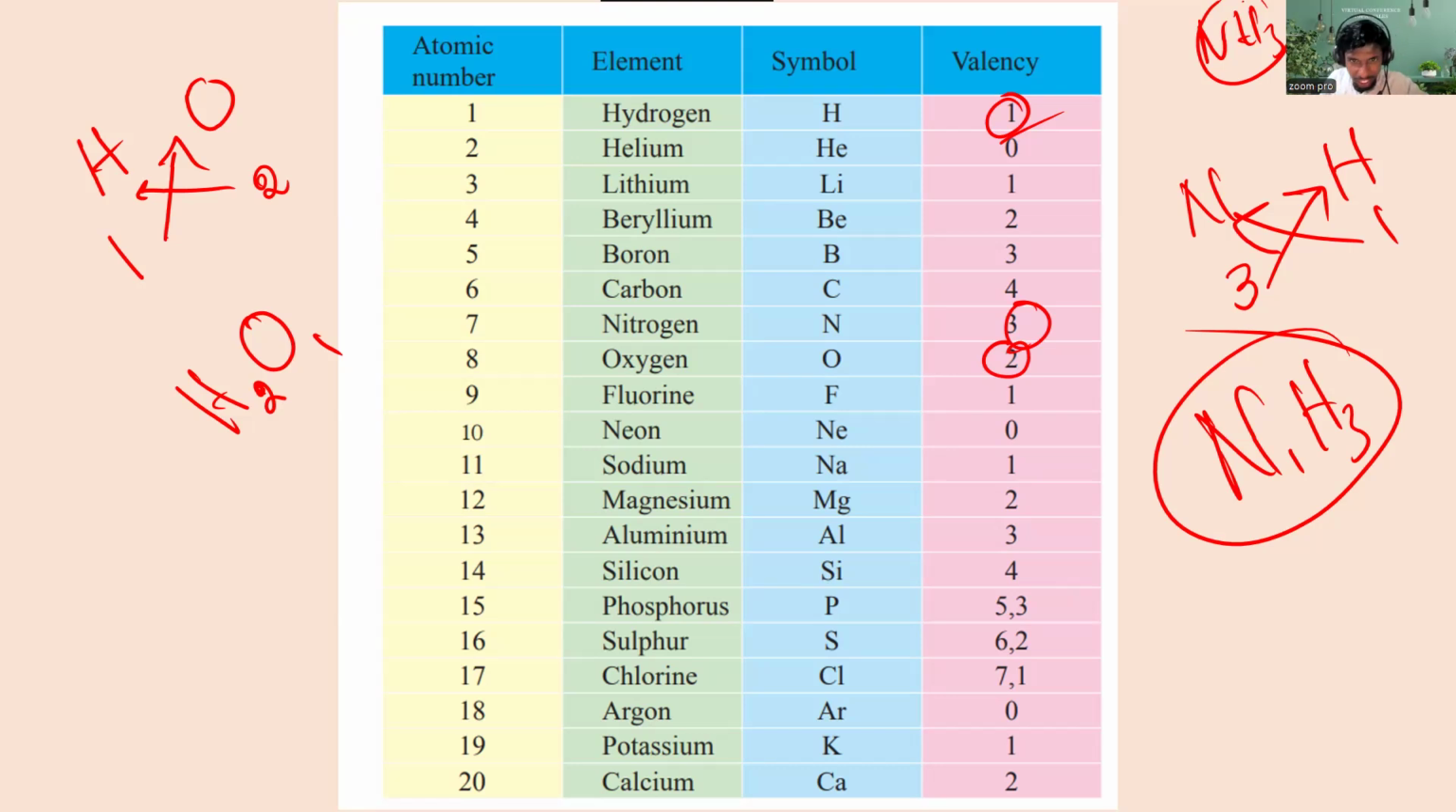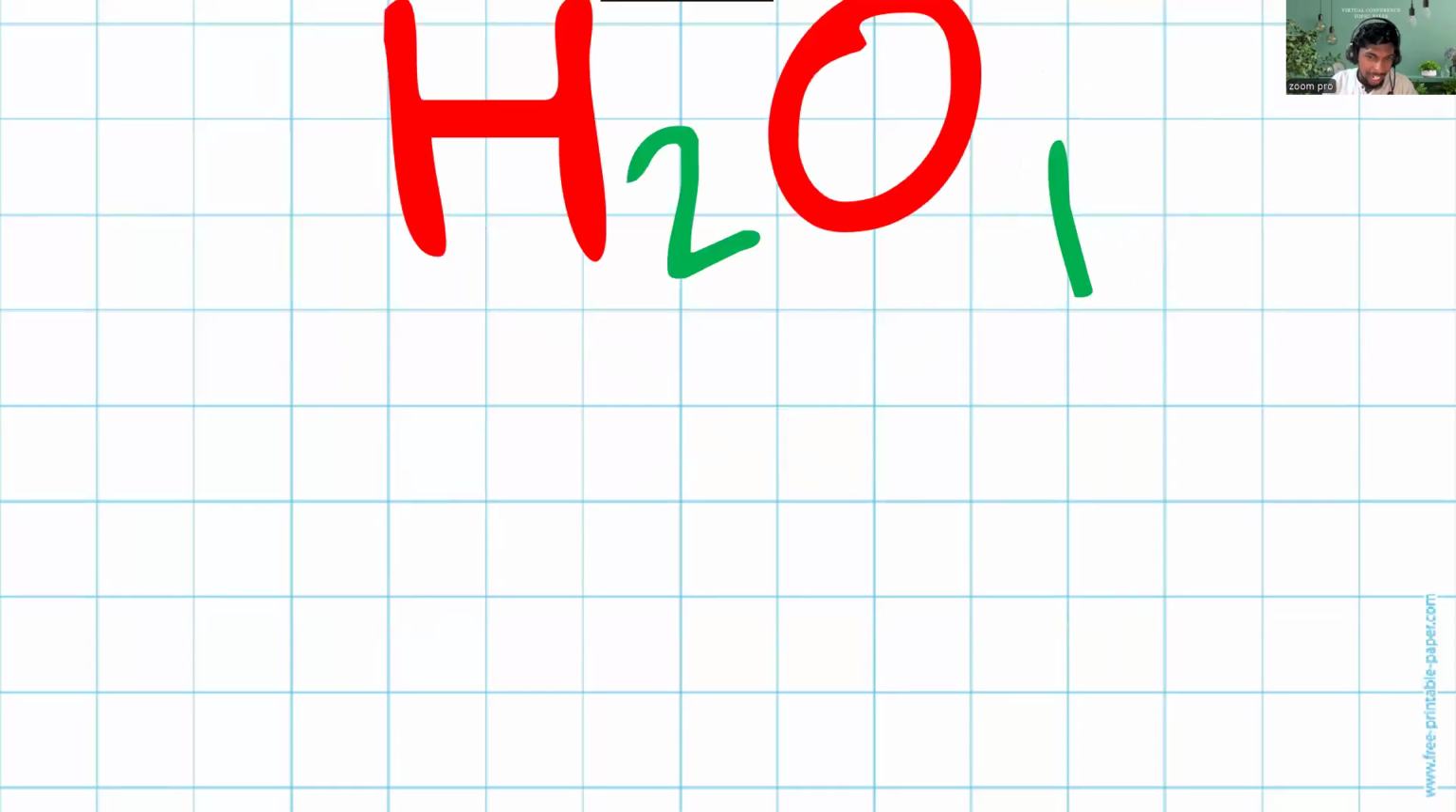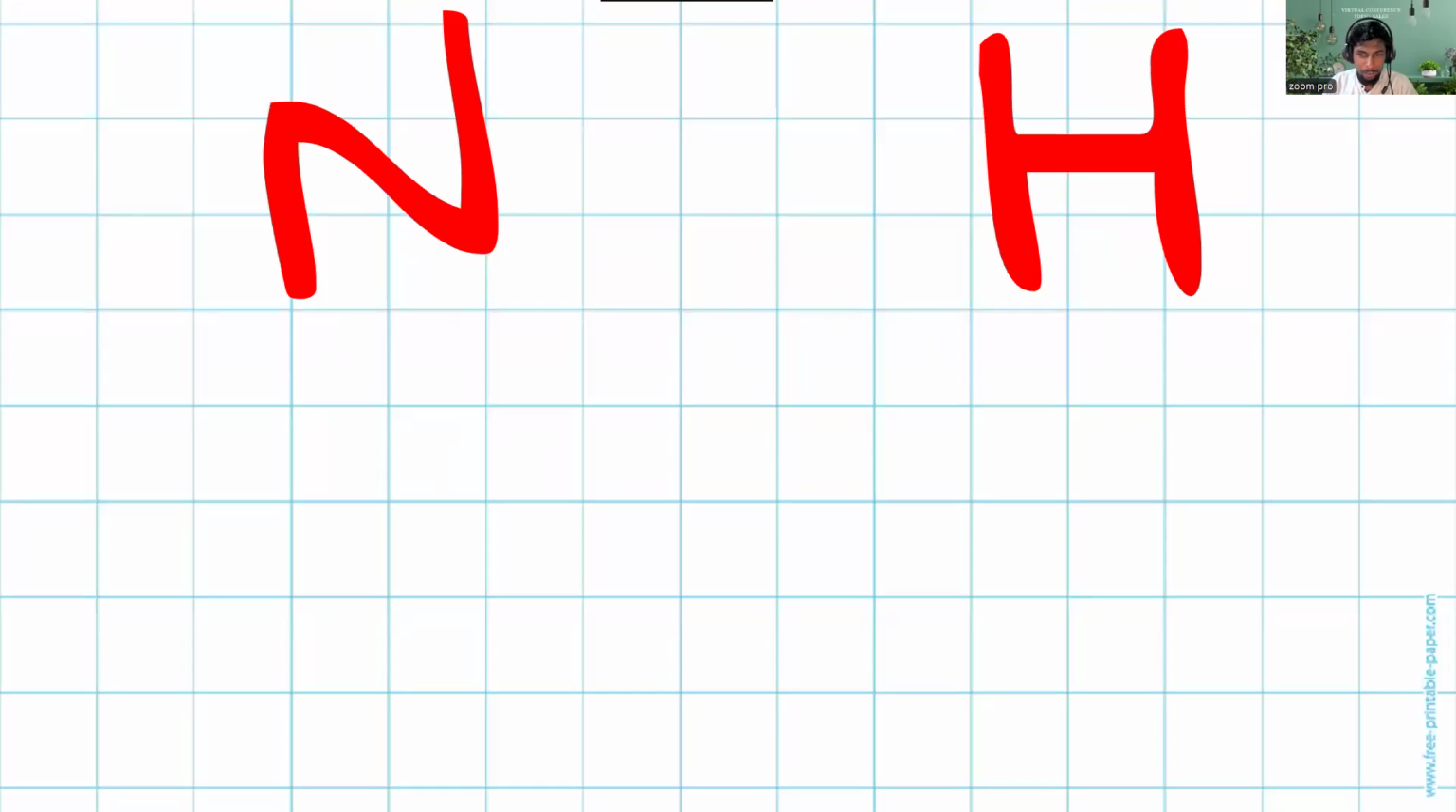So this is the way to find the chemical formula from the valency. If you didn't get the idea of what valency is, there's no need to worry, but you must know what valency is. For this question, you only need to know the valency, right? Okay. I already explained the examples for water and for ammonia.